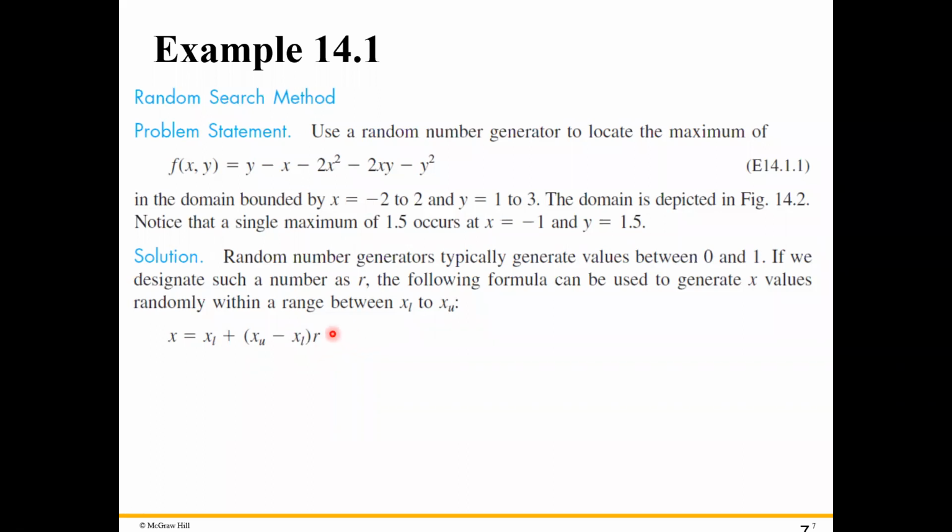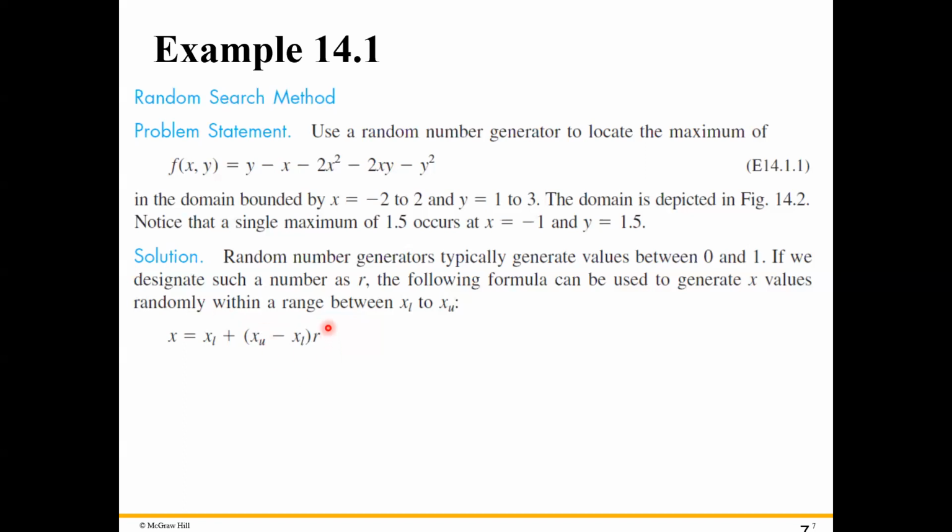So for example, if the random number generated is 0.5, the random value generated in this case will be 0.5 times 2 minus minus 2, and 2 minus minus 2 is 4. So 0.5 times 4 will be 2, and then 2 minus 2 will be 0. So in this case, the random value generated for x will be 0. And we know that 0 is between minus 2 and 2.